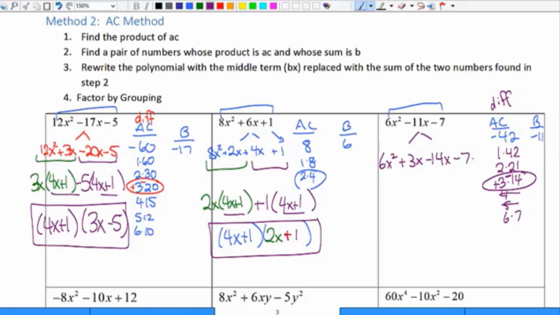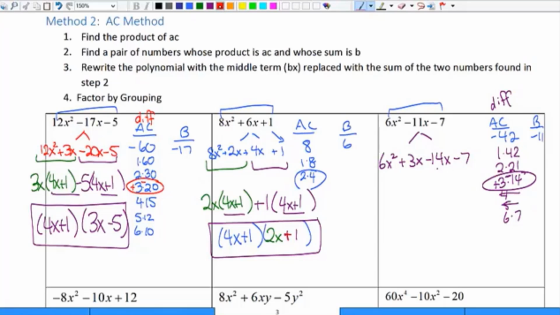With this AC method, the 3x and the negative 14x could technically be interchanged. It really doesn't matter what order you put it in. If you put it in one order and your neighbor puts it in a different order, you're both going to get the same answer, but your work will be slightly different. So go ahead and write it in the same way I'm doing it, so our work is going to be the same.